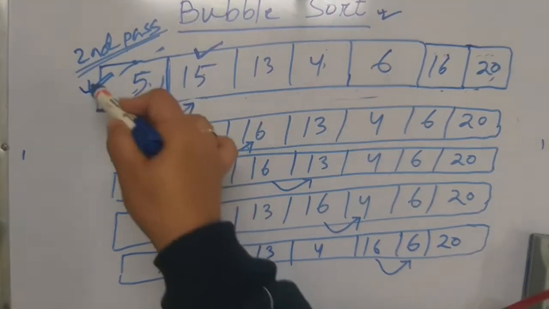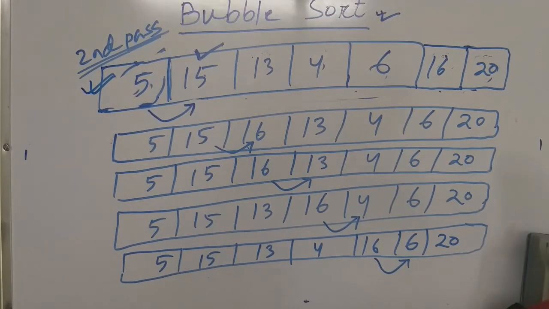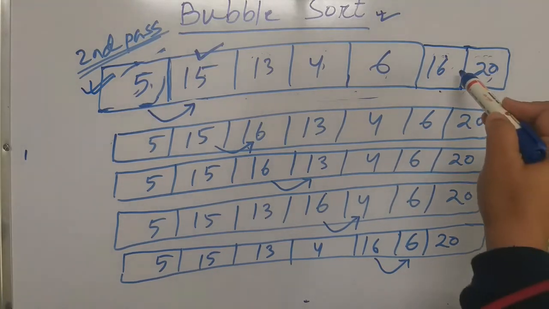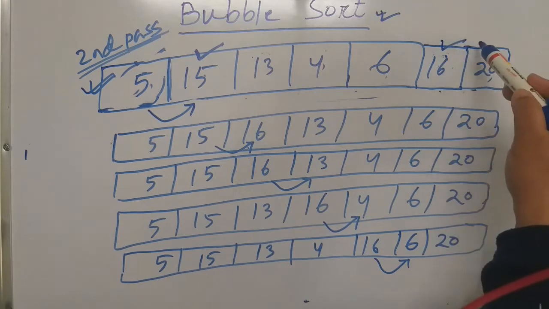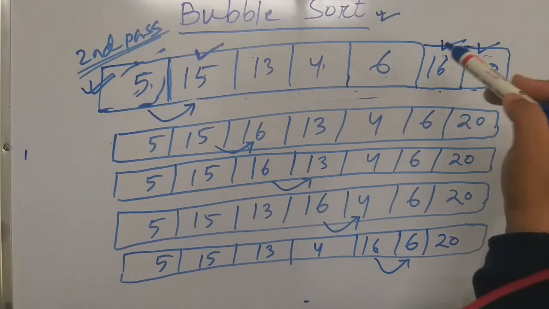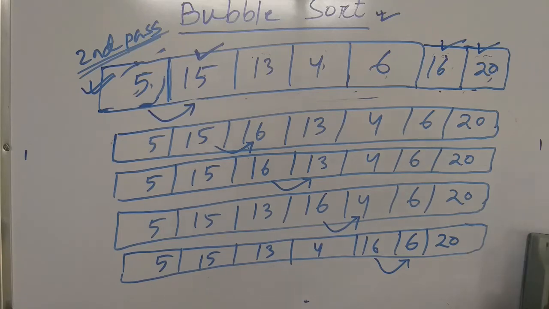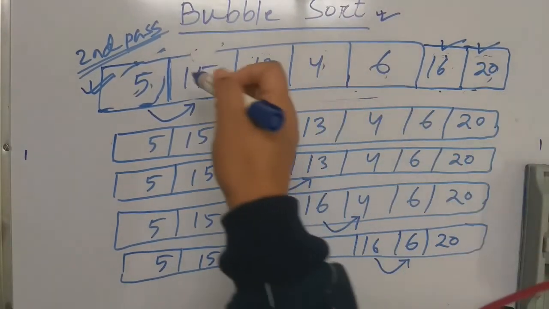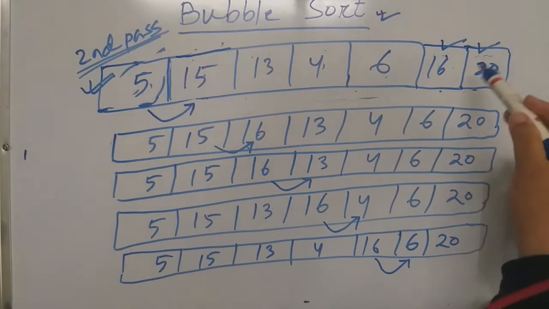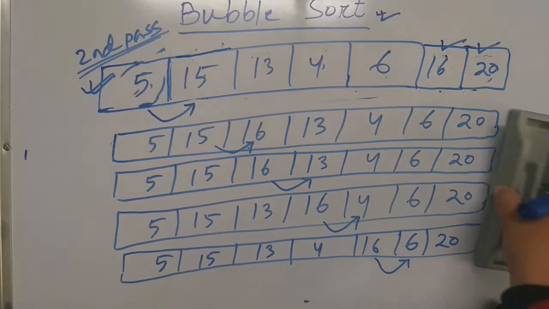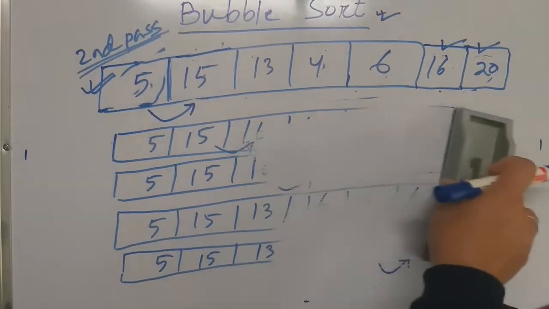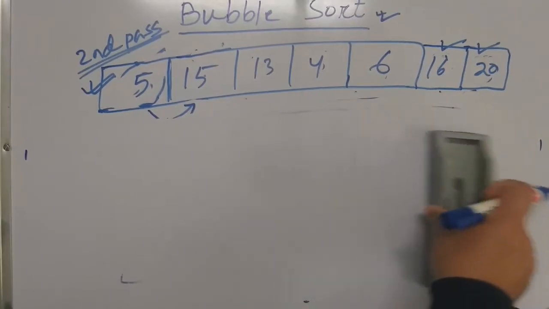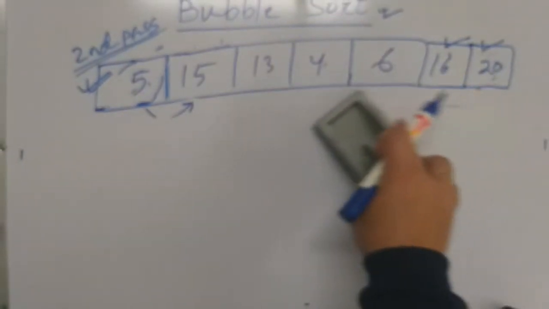Okay, so whenever we find out this is the result, this is input for the third pass. And after the second pass, the second largest element is at its appropriate position. Look at this. This is the important point here, you remember. After first pass, the first largest element is at its appropriate position. After the second pass, the second largest element is at its appropriate position. Okay, so we go for the third pass.